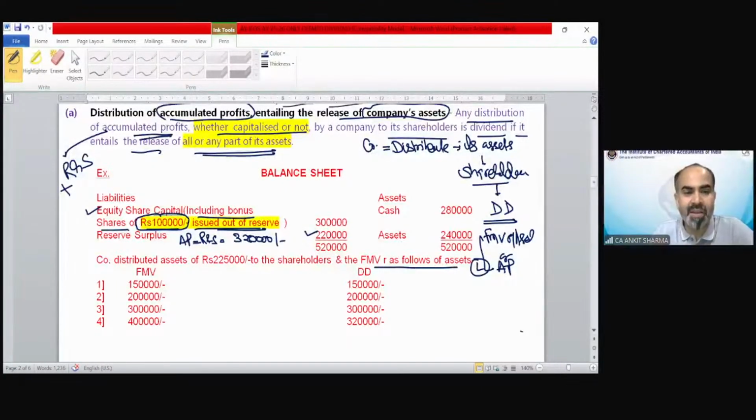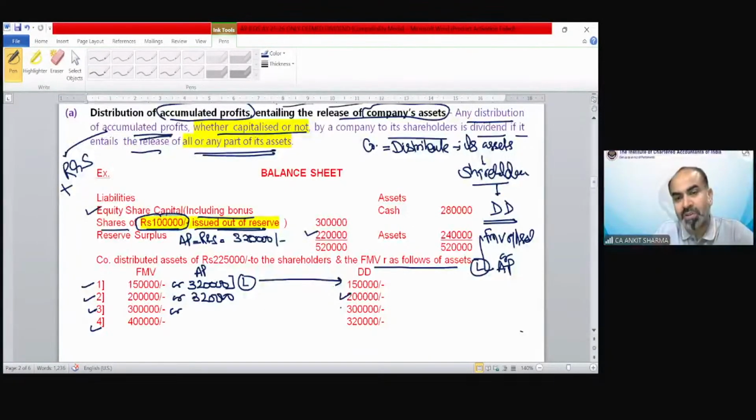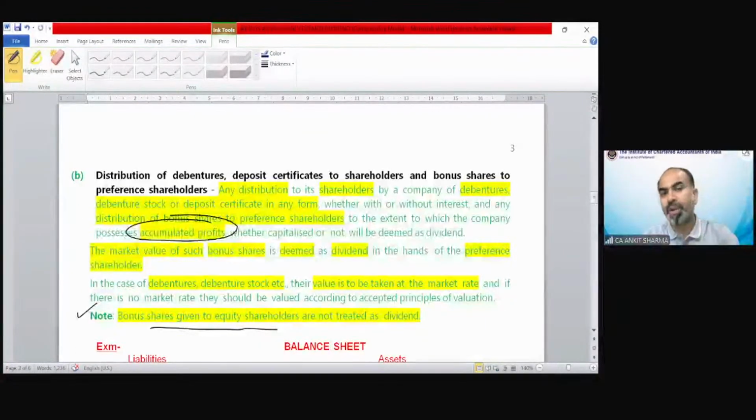So what we need to compare, there are 4 different cases. FMV or accumulated profit. So in the first case, FMV is 1,50,000 and what is my accumulated profit? 3,20,000. So whichever is lower would be my deemed dividend. That is in this case 1,50,000. What would be in the second case? Of course, 2 lakh. What would be in the third case? Of course, 3 lakh. And what would be in my fourth case? That would be 3,20,000 because the lower needs to be treated as deemed dividend. That is section 2(22)A.